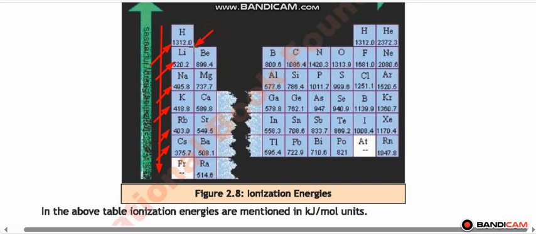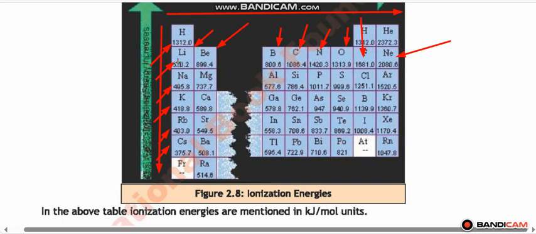Similarly, you can see that lithium has 520, beryllium has 899, boron has 800, carbon has 1086, nitrogen has 1420, oxygen has 1313, fluorine has 1681, while neon has 2080. You can see that as we move from left to right in a period, the ionization energies are constantly increasing, but there are some discrepancies.